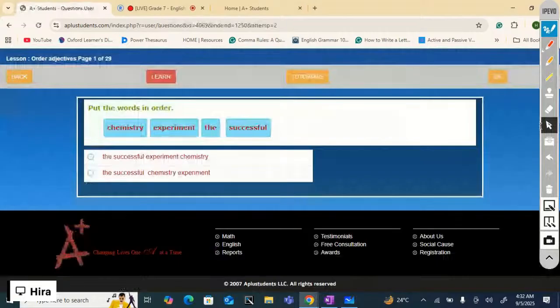Now put the words in order. One is the noun and the others are its adjectives. Chemistry, experiment, the successful. Is it the first option or the second option? The successful experiment chemistry, or the successful chemistry experiment? Which one is correct?